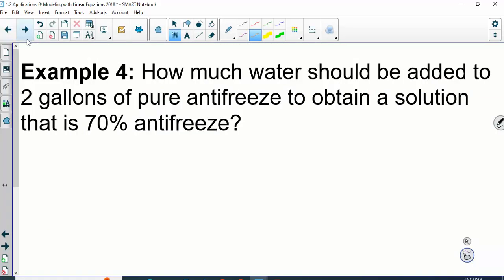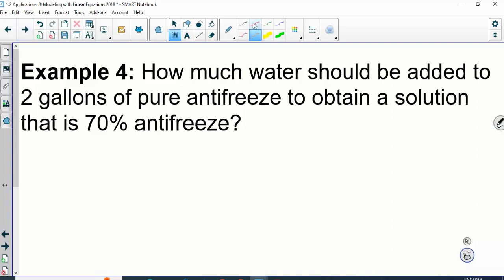So how much water should be added to 2 gallons of pure antifreeze to obtain a solution that is 70% antifreeze? Right, these problems seem kind of terrifying if you're just looking at them. You've got water and pure antifreeze and trying to get 70% antifreeze, and there's a lot of numbers that can get jumbled together here. I like to organize them in a table.